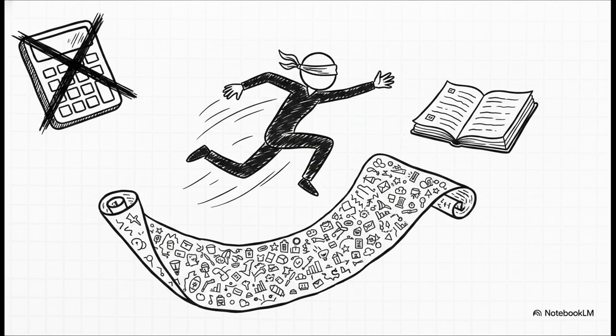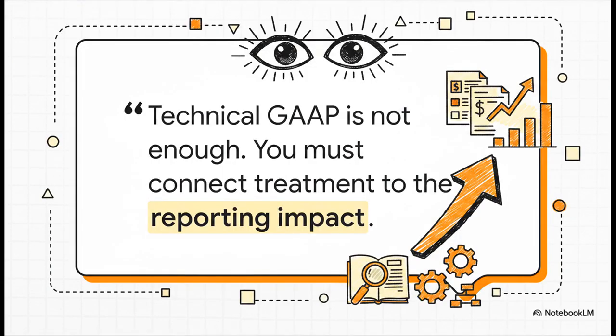But above all else, never, ever just stop at the calculated number. You always have to answer how that number actually impacts the balance sheet or the income statement. Remember this, technical GAAP knowledge is absolutely necessary, but on the bar exam, it is just not enough. You must connect the accounting treatment to the final reporting impact.